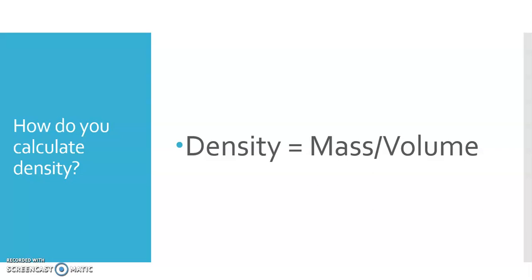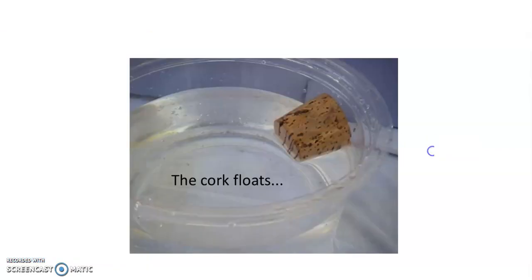Then we know the density of water, or I'm telling you now, you didn't need to know it before, is 1 gram per cubic centimeter. So water is less dense than lead, so that's why the lead sinks, but more dense than cork, which is why cork floats. All right, so there's the cork floating.